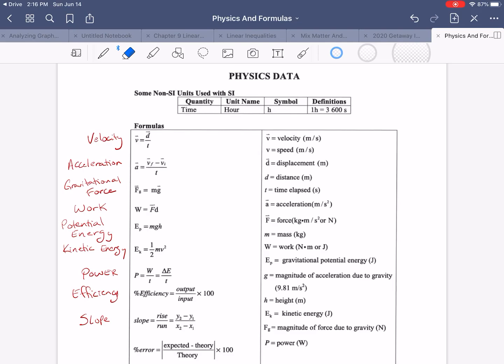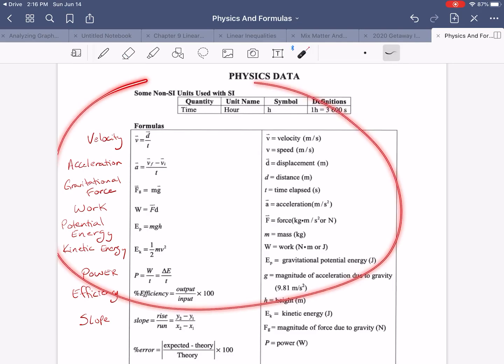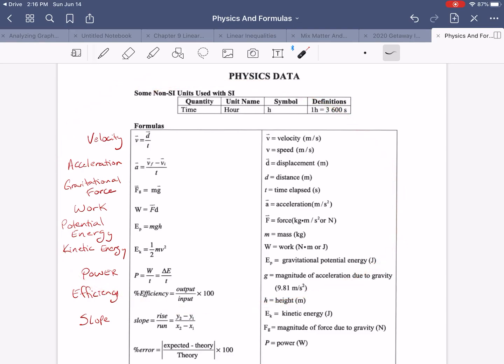So the first thing I want to talk about is this page right here that you're looking at. It is basically part of the formula sheet that you'll get in grade 10, and it has all of the physics formulas that you will need. I just want to talk about reading these tables before we get started. Something that's really important that we have to understand is that in the front here, it says non-SI units used with SI. And SI usually is just the standard unit that we use in our science and our math.